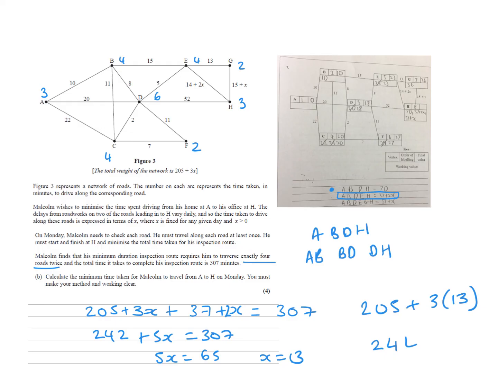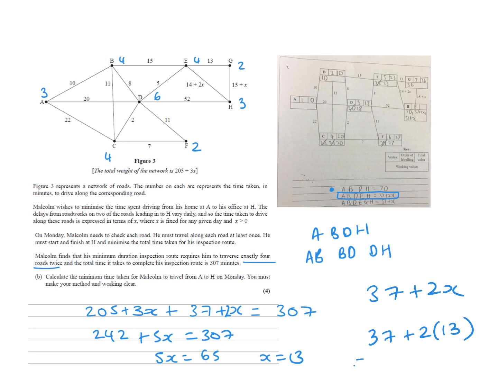Oh, absolutely. I'm getting ahead of the game. What am I doing? Finding the total weight of the network. I just need to put it into the Dijkstra's answer. 37 plus 2x. 37 plus 2 lots of 13. 26. What do we have? 63 minutes. And that is our final answer.